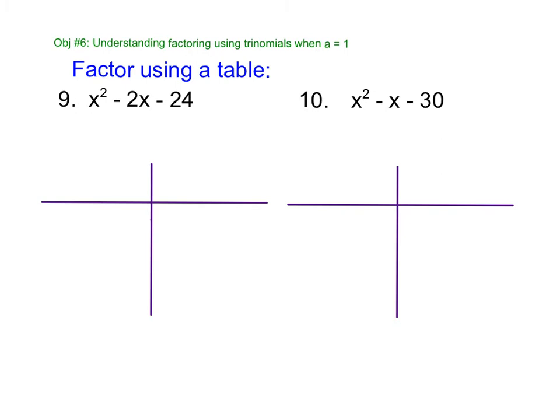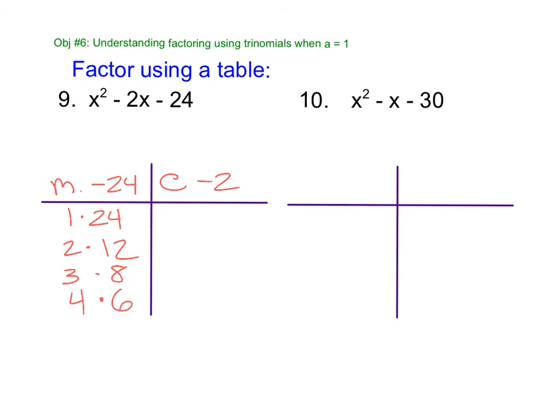All right. And this is the last type. So this type is where we're multiplying to a negative number. So we are multiplying to negative 24, and I usually just write m and c, and we're combining to negative 2. So let's write down everything that multiplies to negative 24. 1 times 24, 2 times 12, 3 times 8, and 4 times 6.